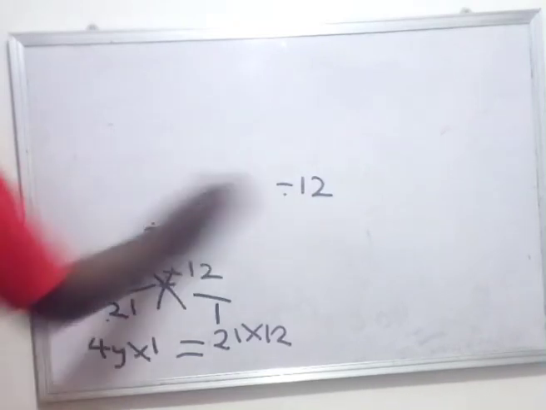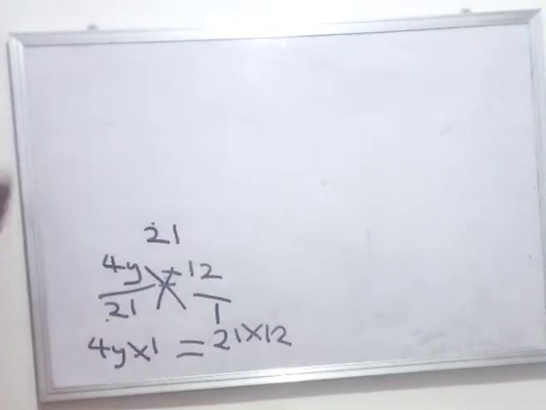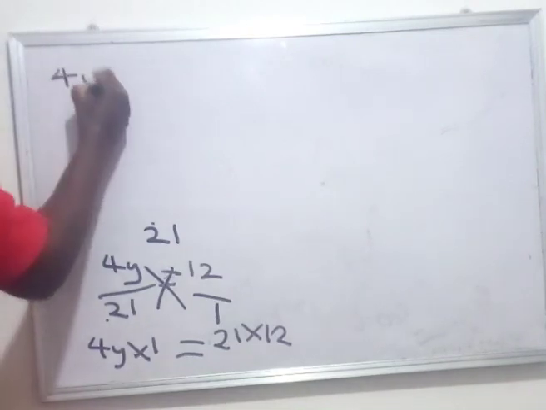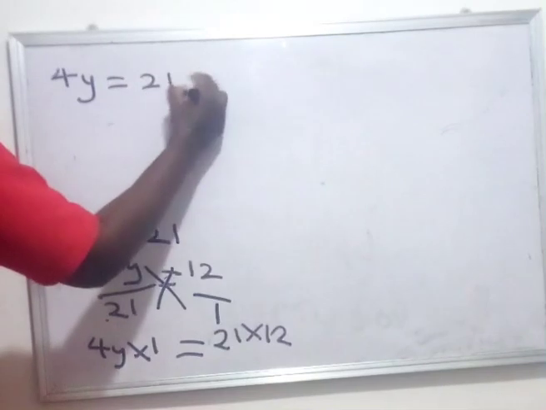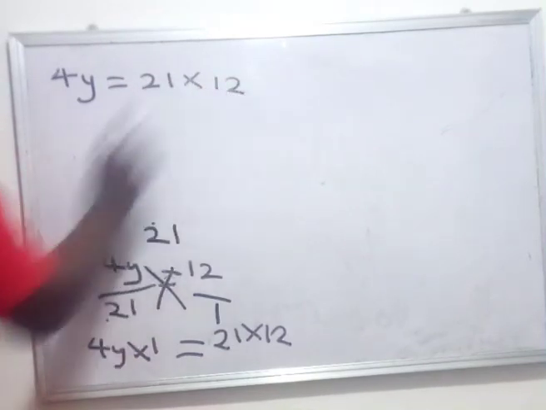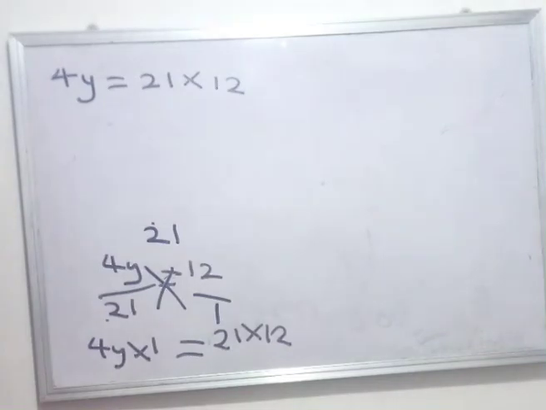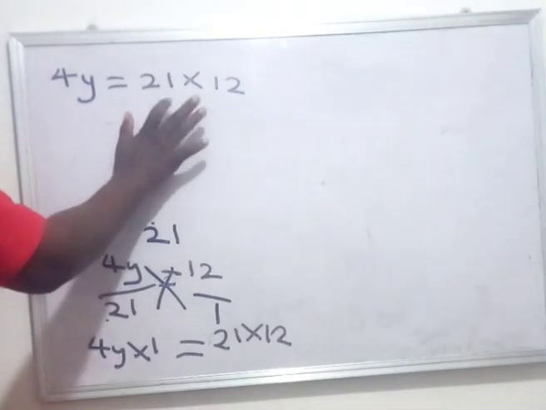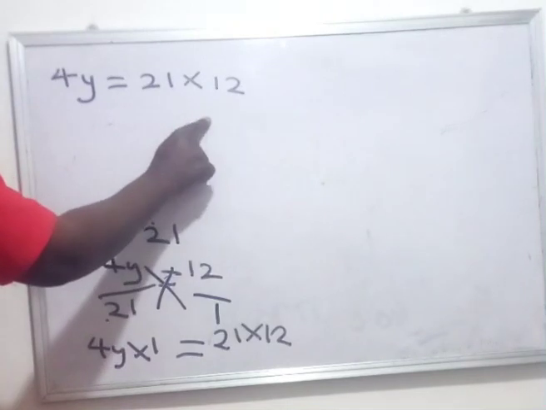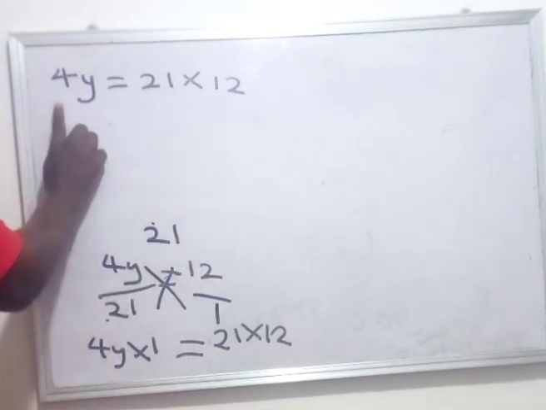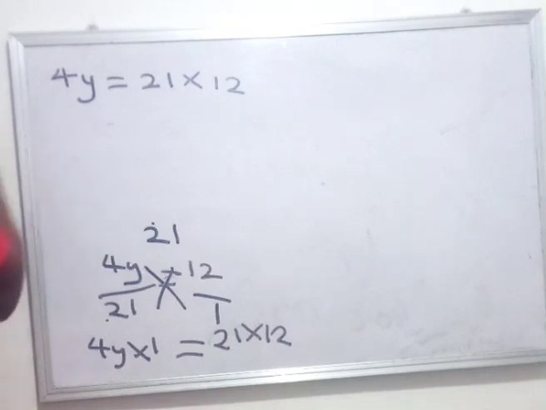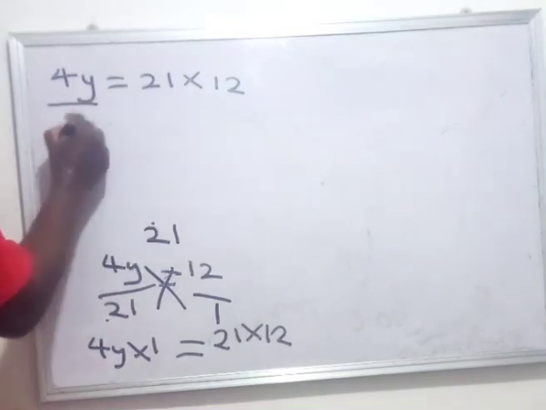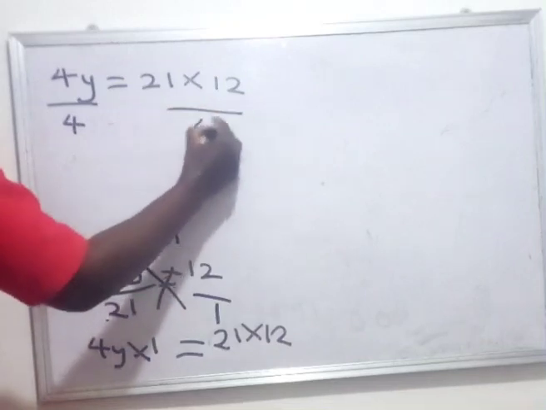to you. So where we stopped here beneath the board is that 4y, let me rewrite that, 4y is equal to 21 times 12, because 4y times 1 gives us 4y. I don't want to evaluate this for a reason. Follow me and see what we do next. For us to get y to stand on its own, the coefficient of y, which is 4 here, will be divided through both sides. So we divide both sides by 4.